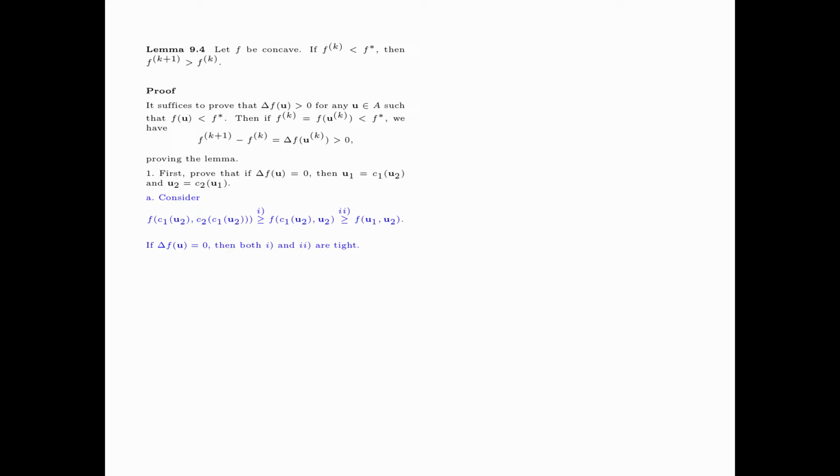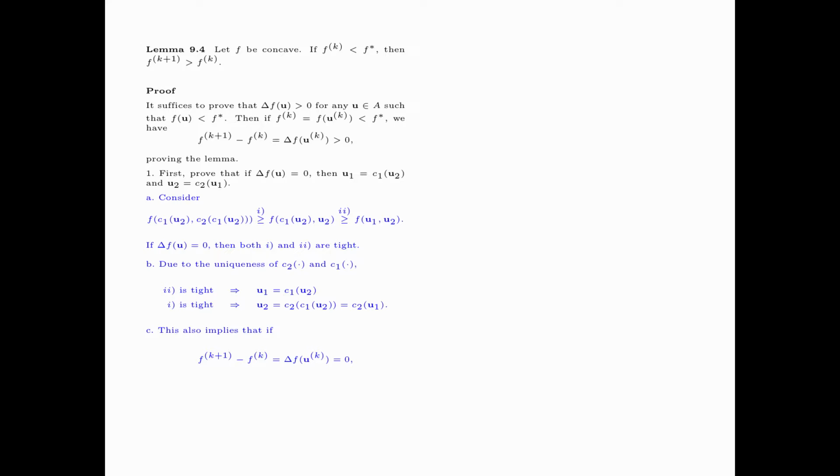If delta f of u is equal to 0, then the inequalities 1 and 2 are both tight. Due to the uniqueness of c2 and c1, the inequality 2 is tight, then u1 is equal to c1 of u2. If the inequality 1 is tight, then u2 is equal to c2 of c1 of u2. But since c1 of u2 is equal to u1, c2 of c1 of u2 is equal to c2 of u1. Therefore, we have u1 is equal to c1 of u2, and u2 is equal to c2 of u1.